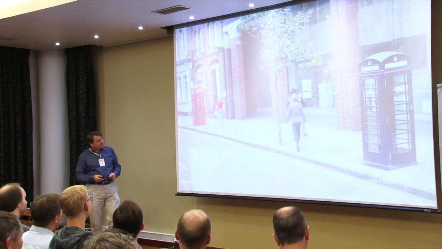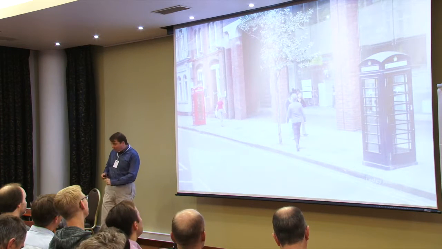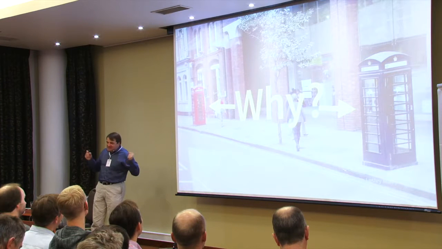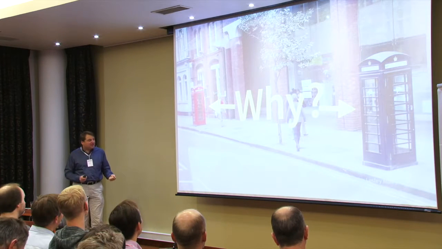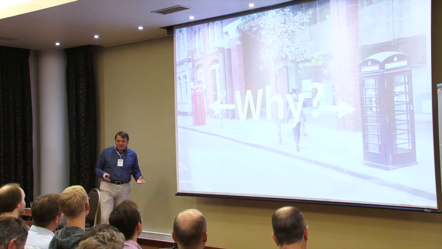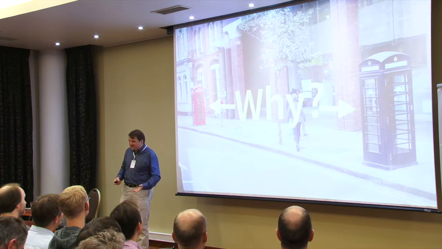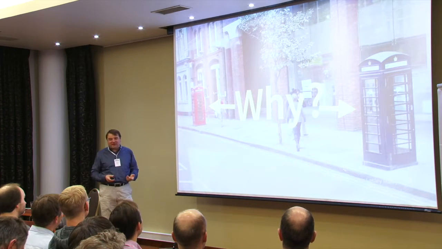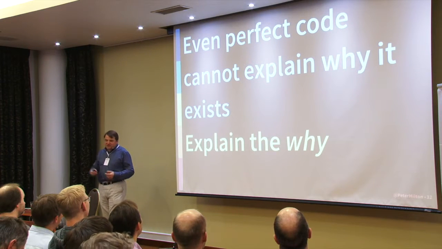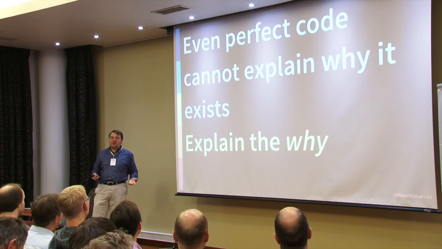So, for example, as a coder, I find this picture quite disturbing. There's something wrong with this picture. I want to know why these London telephone boxes are not the same color. I can inspect the telephone boxes all day, and I probably won't figure it out by inspecting the telephone box. The telephone box can't tell me. So explain why. And code can't explain why either. I don't think it's possible for code to explain why it exists.